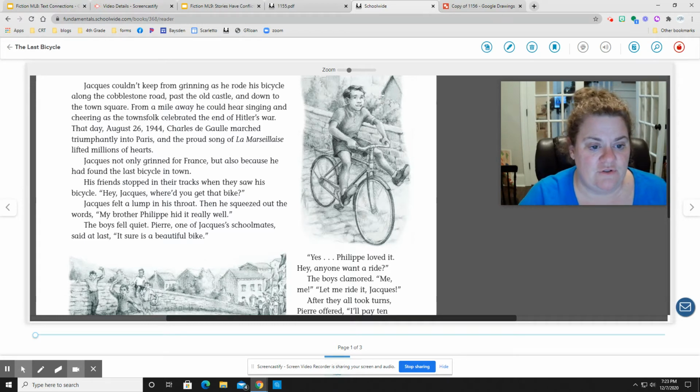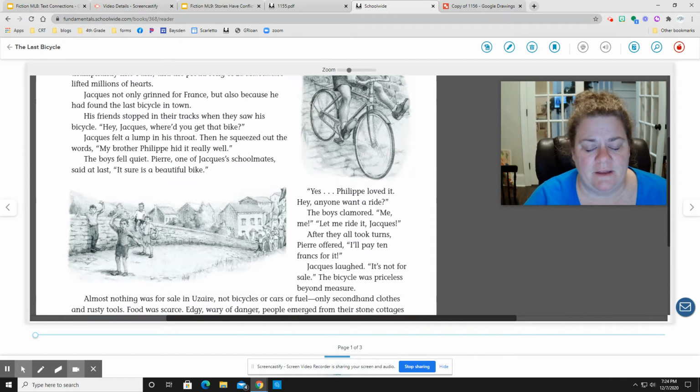His friends stopped in their tracks when they saw the bicycle. "Hey Jacques, where did you get that bike?" Jacques felt a lump in his throat. Then he squeezed out the words, "My brother Philippe hid it really well." The boys fell quiet. Pierre, one of Jacques' schoolmates, said at last, "Sure is a beautiful bike."